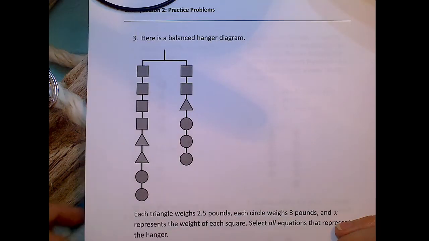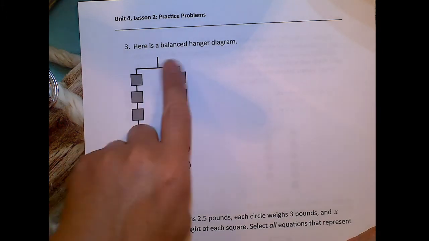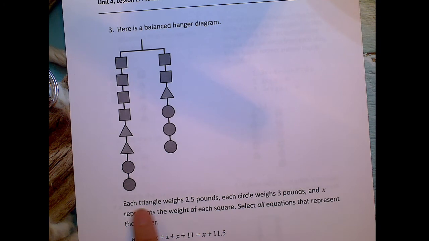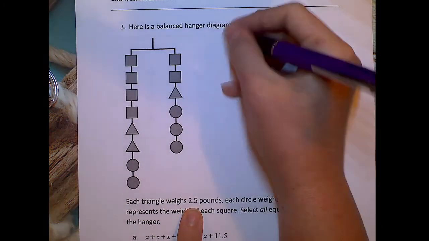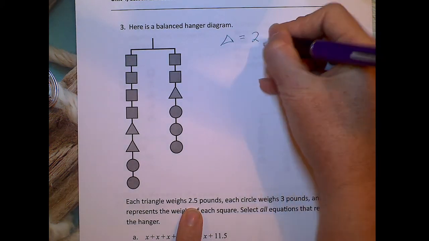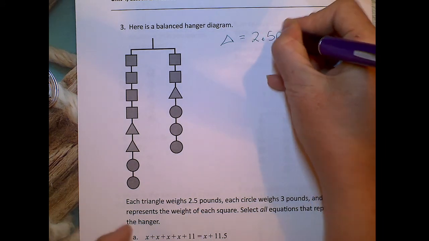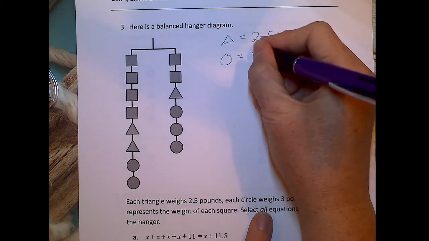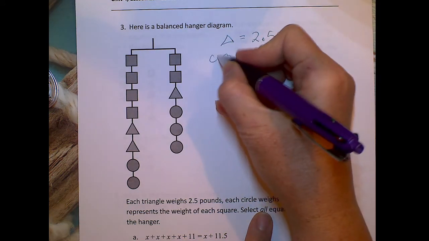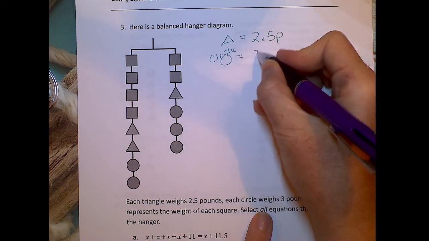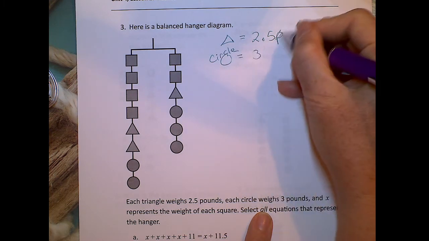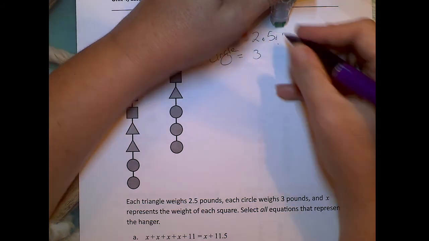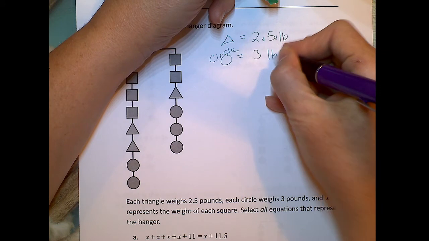All right, number 3 is kind of a long one. Here is a balanced hanger diagram. And the problem says each triangle weighs 2.5 pounds. Let me just write that down. 2.5 pounds. Each circle weighs 3 pounds. You know what? That circle kind of looks like a 0. I want to be careful. Circle weighs 3 pounds. I wrote a P for pound. That's my mistake. LB is the proper notation for pound. Let me change that. LB, pounds.